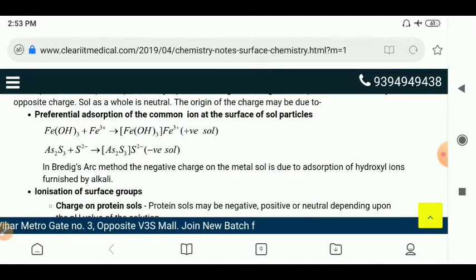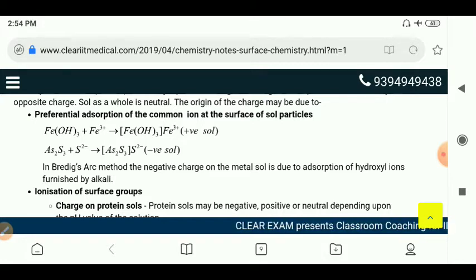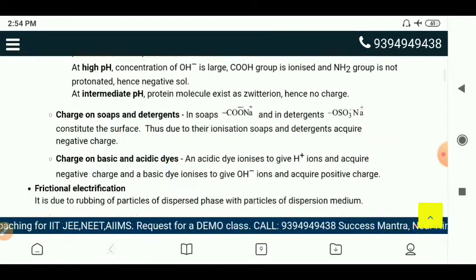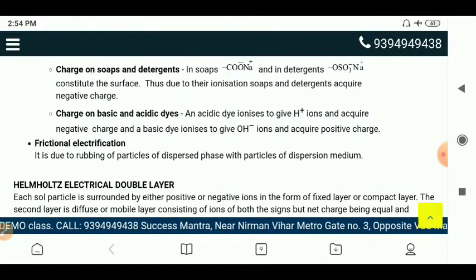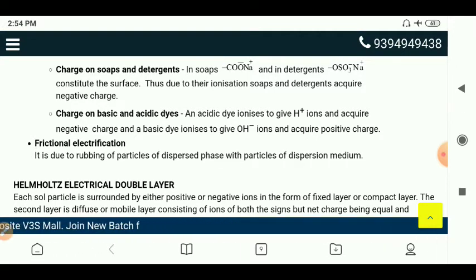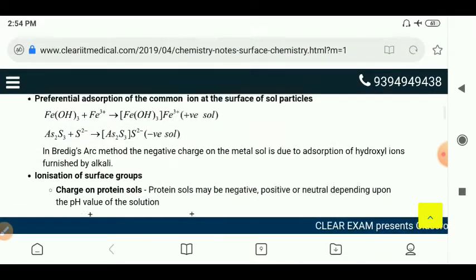The first one, preferential adsorption of common ion at the surface of the solid particle. The surface of the solid particle selectively adsorbs the charges in the medium, so it is called preferential adsorption. Otherwise, the ionization of surface groups: the groups on the surface ionize, giving positive and negative charges. Finally, frictional electrification is due to the rubbing of particles of the dispersed phase with the particles of the dispersed medium. As the two rub against each other, they carry charge. So based on the presence of charge, it possesses electrical property.